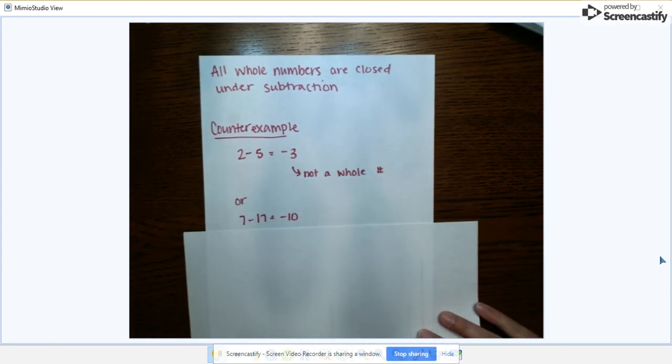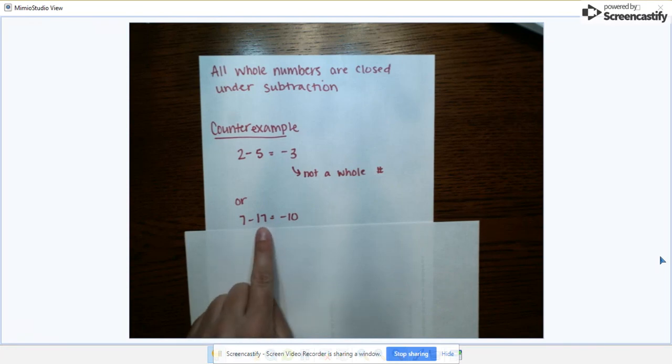Another example would be 7 minus 17. So you could choose any two numbers that results in a negative number to be your counterexample, but it only takes one counterexample to prove something false.